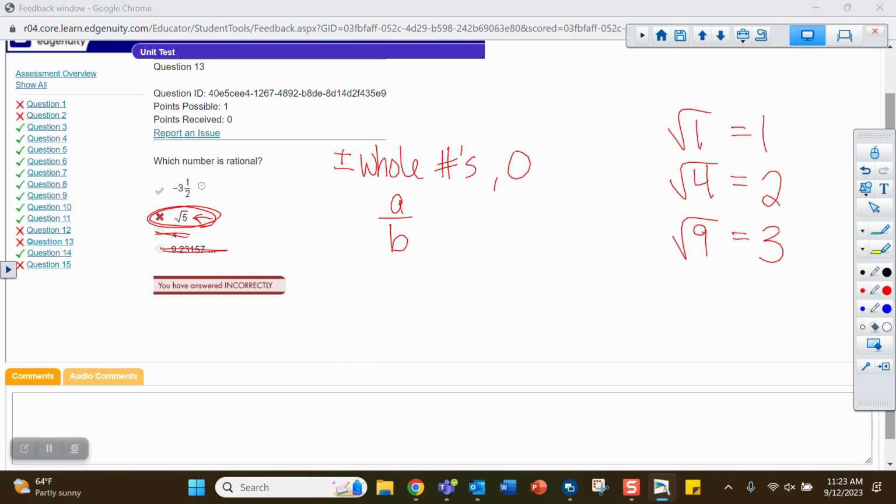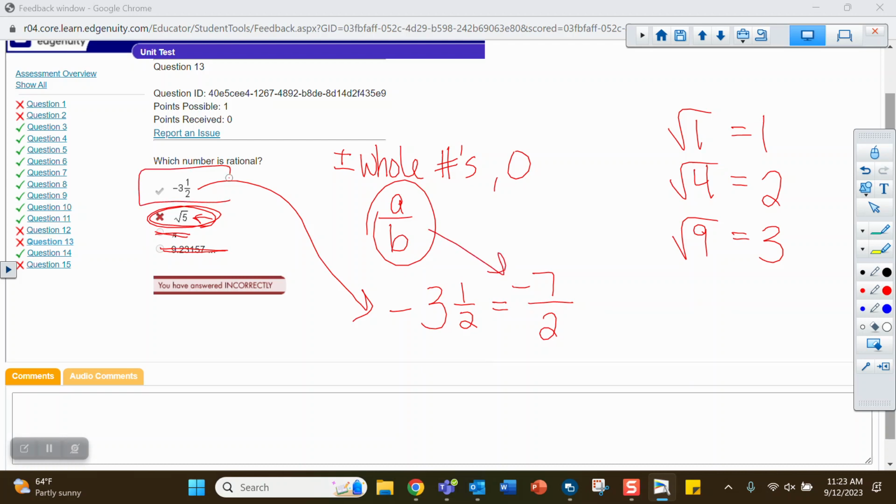So the reason why this number is rational, first remember it does include negatives and positives, and I can write this as an improper fraction. 3 times 2 is 6, 6 plus 1 is 7, negative 7 over 2, so there's the fraction, making this number the only number that's rational.